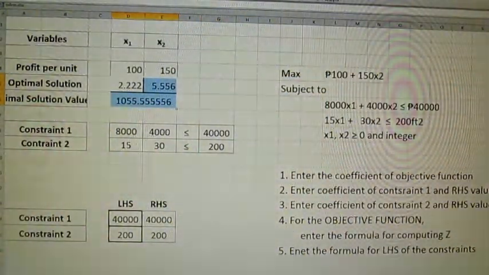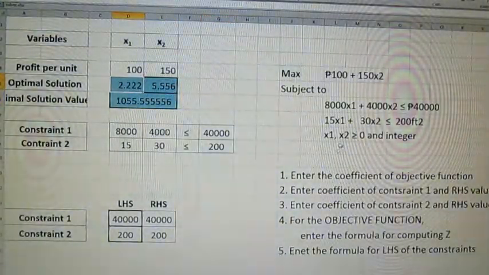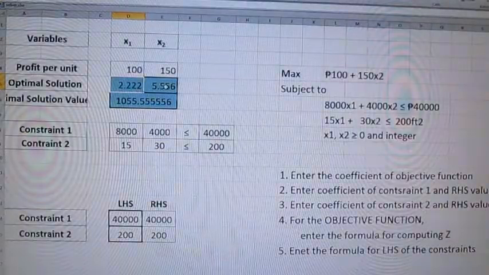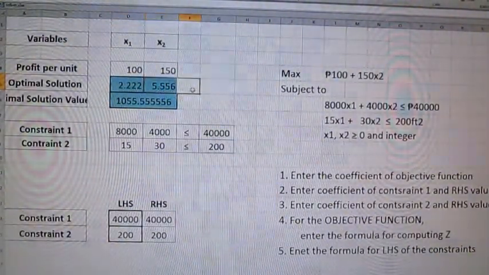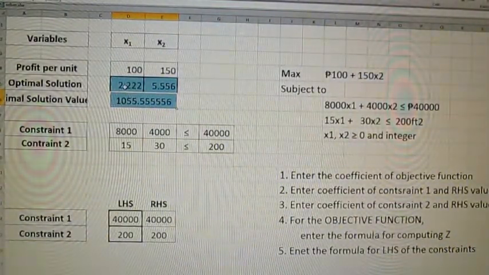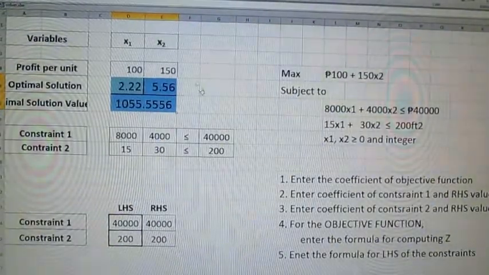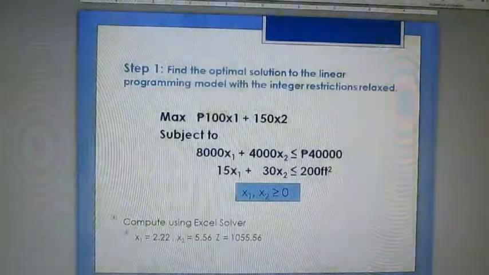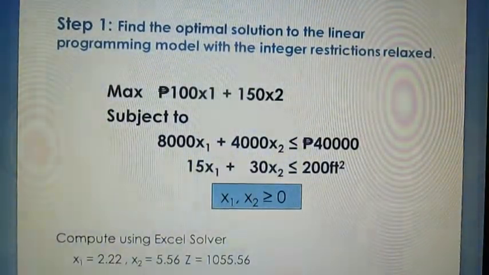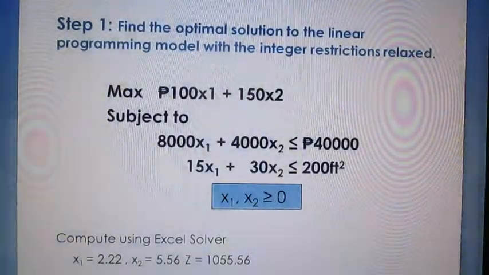From here, we can see that the value of this integer linear program results in x sub 1, 2.22, and x sub 2, 5.56, if we're going to round it into decimal places. And the optimal solution value resulted to 1,055.55. Going back to our presentation, x sub 1 equals 2.22, x sub 2 equals 5.56, and our Z value equals 1,055.56.